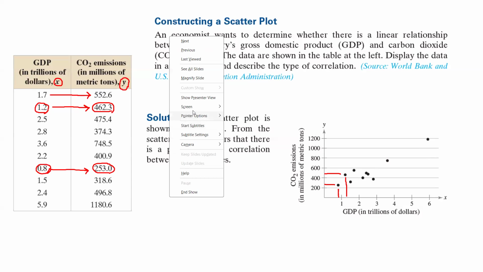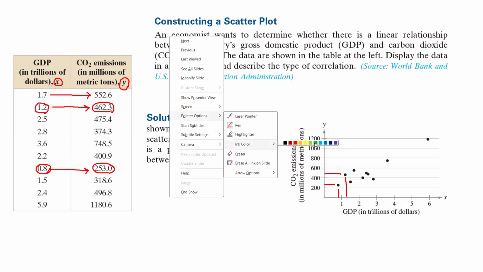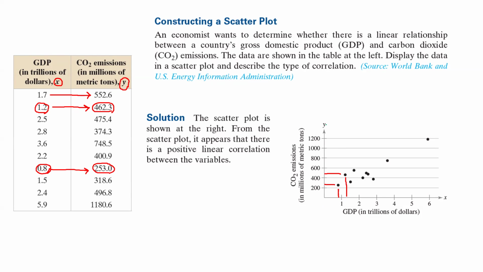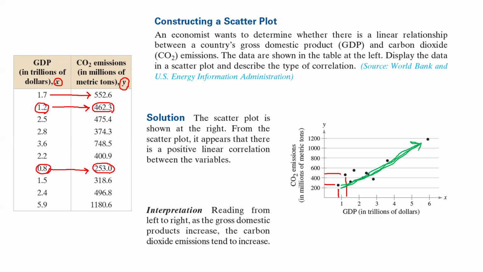When you look at the behavior, you see that you have an increasing trend. As X increases in size, Y increases in size as well. If we do our best to fit a line here, this line is an increasing line. So we expect to see a positive correlation. Reading from left to right, as the gross domestic product increases, the carbon dioxide emissions tend to increase as well. So we expect to have a positive linear correlation between X and Y.